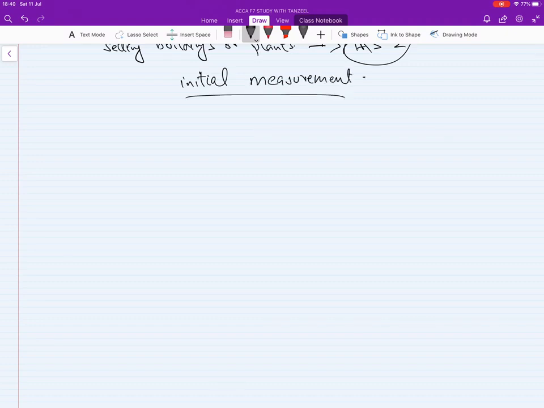The initial measurement. What things are to be added in the cost? The cost or purchase price, or list price.